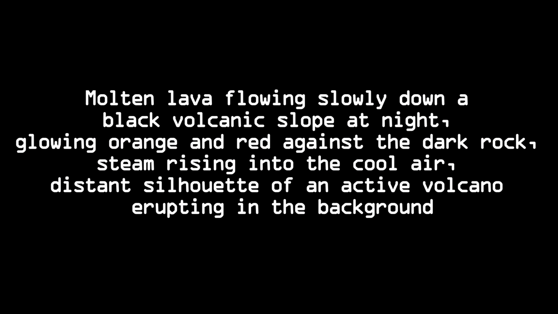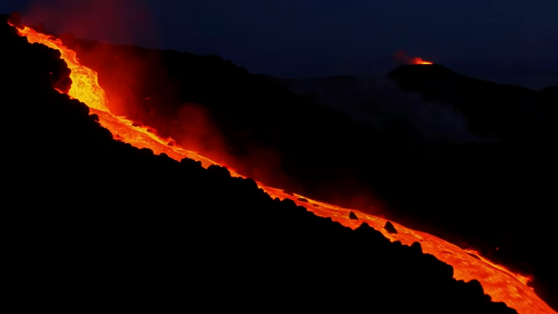Next up is prompt 4, the volcanic landscape. The prompt is, molten lava flowing slowly down a black volcanic slope at night, glowing orange and red against the dark rock, steam rising into the cool air, distant silhouette of an active volcano erupting in the background.